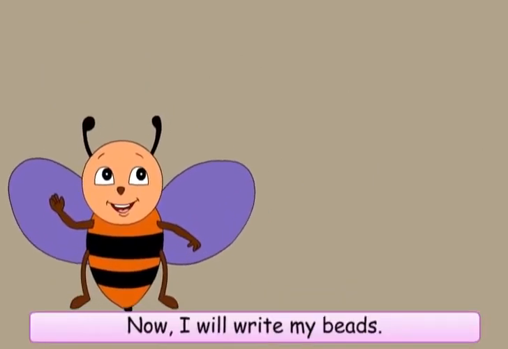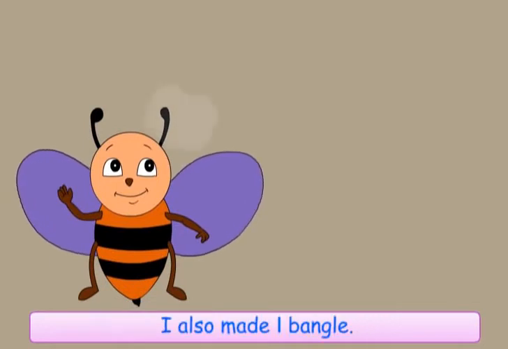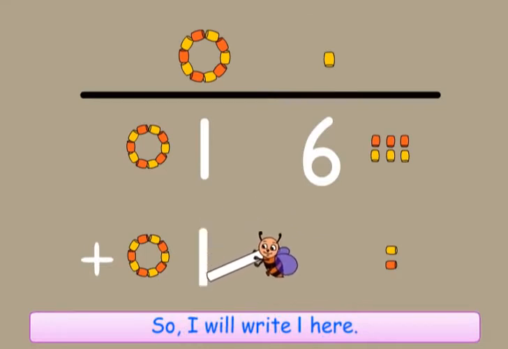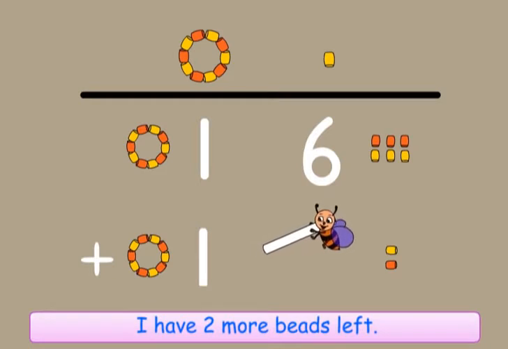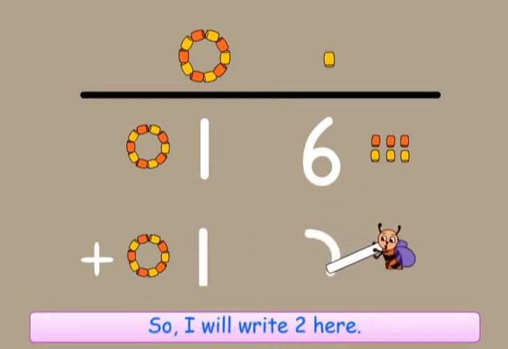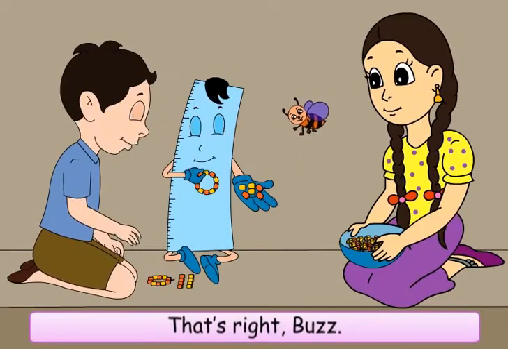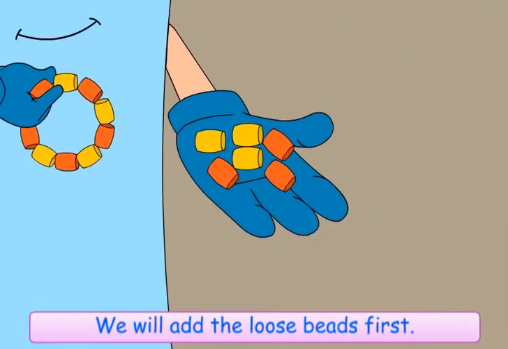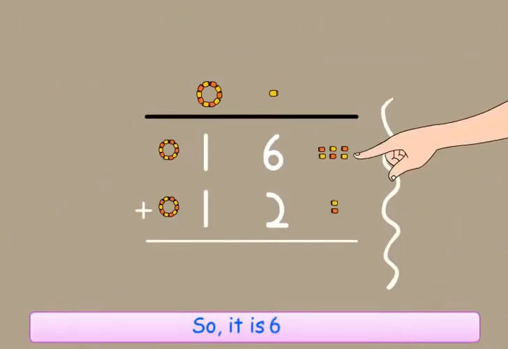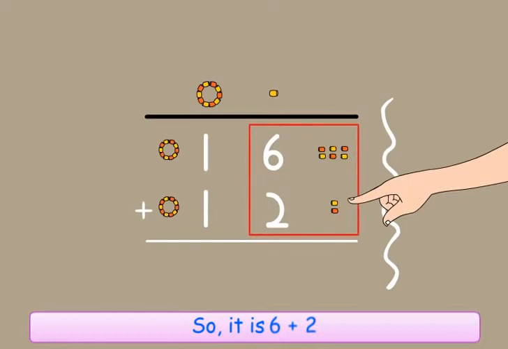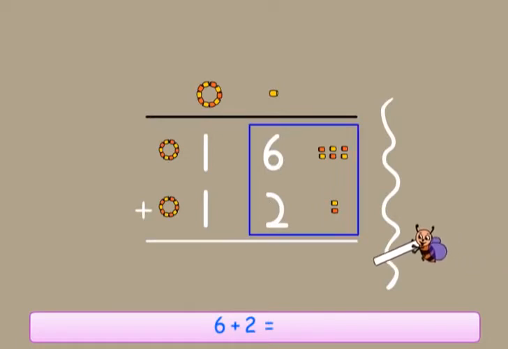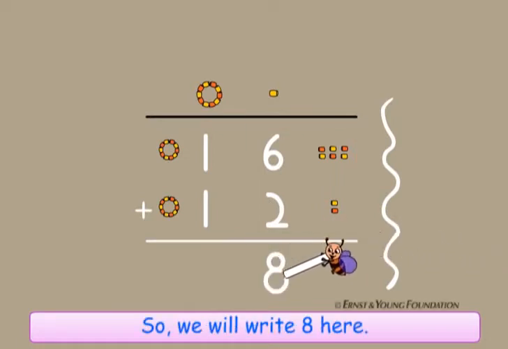Now I will write my beads. I also made one bangle, so I will write 1 here. I have 2 more beads left, so I will write 2 here. That's right, Buzz. Now we will add them. We will add the loose beads first. So it is 6 plus 2. I know 6 plus 2 equals 8. So we will write 8 here.